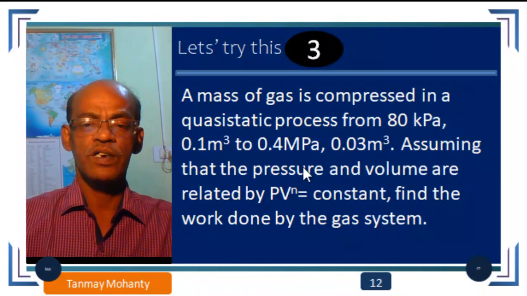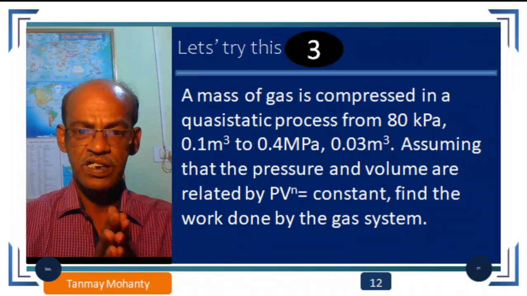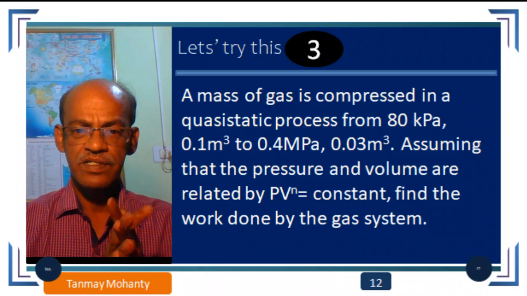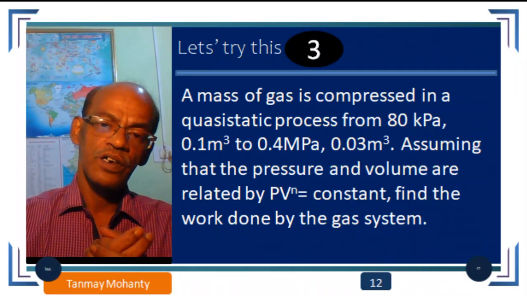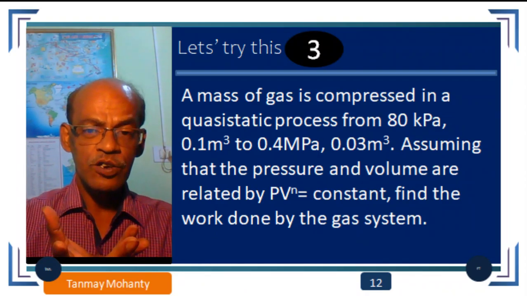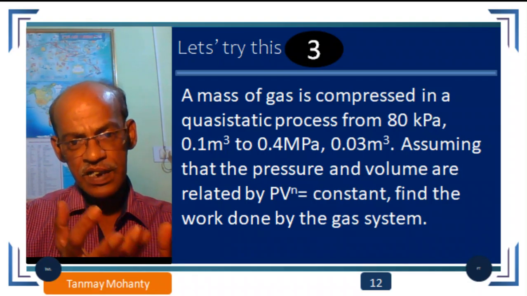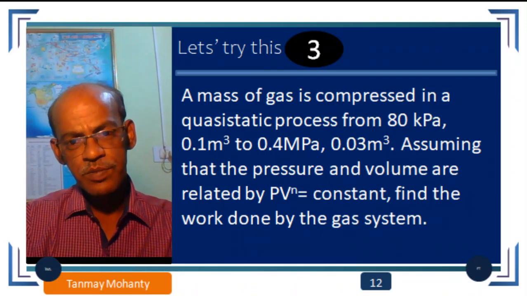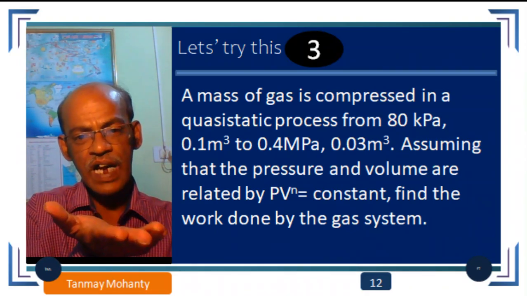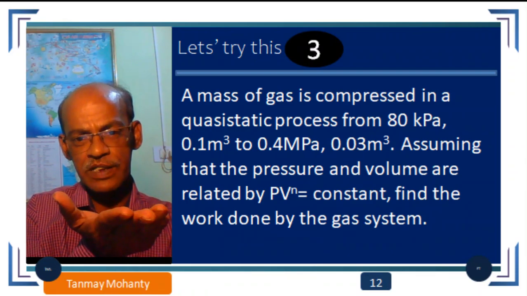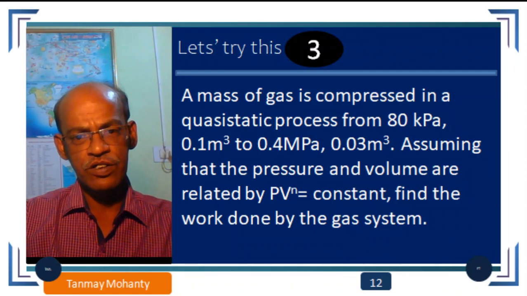This is the question we are going to try as the third numerical. Let us try this. Question number 3. A mass of gas is compressed in a quasi-static process. Again there is a compression. From 80 kilopascal initial pressure is given, 0.1 meter cube, that initial volume is given. Now this is being compressed. As a result of compression, pressure will be increasing. So now the pressure became 0.4 megapascal and the volume became less, 0.03 meter cube.